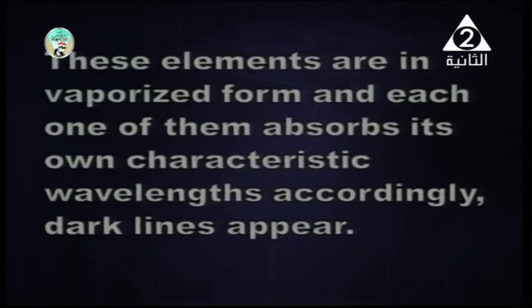These elements are in vaporized form, and each one of them absorbs its own characteristic wavelengths. Accordingly, dark lines appear. Once again, these elements found in the atmosphere of the sun are in a vaporized form, and each element absorbs its own characteristic wavelengths, so they disappear from the spectrum, and we've got dark lines.